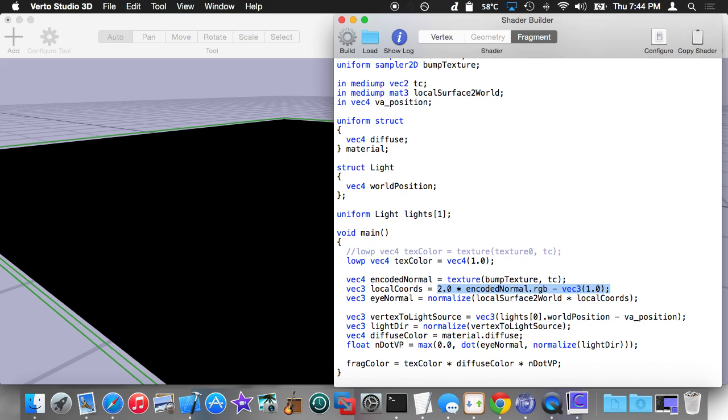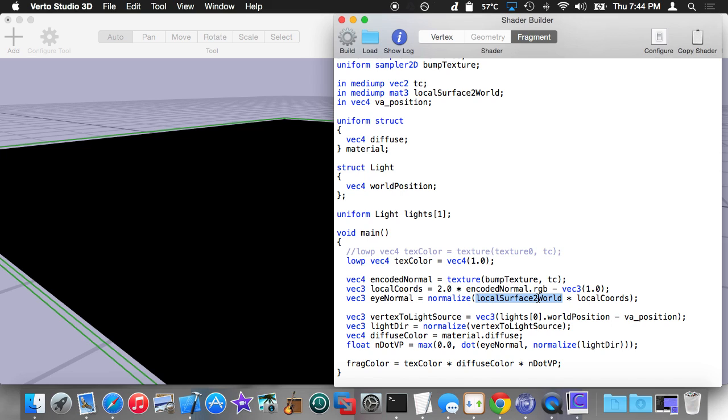Because images, red, green, blue, can only go from 0 to 1. Normals, of course, at least unit normals, can go from -1 to +1. So this little calculation right here just takes care of that for you. It basically shifts everything over and retrieves the local coordinate, the local normal in the right format.